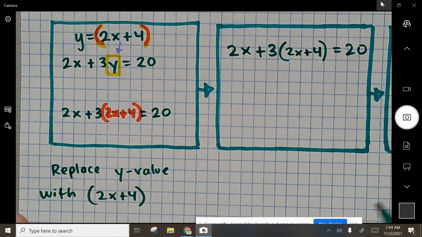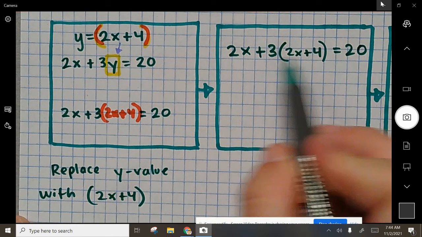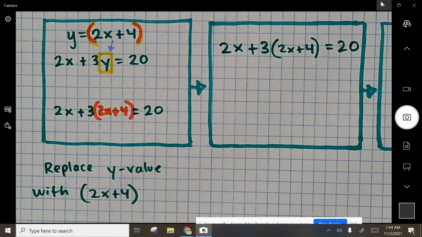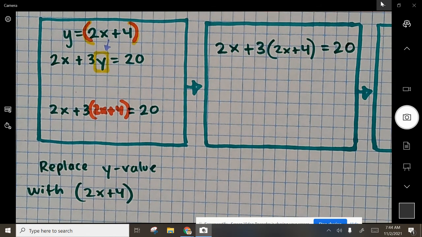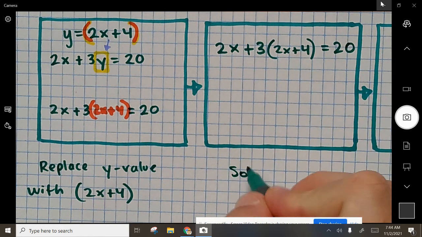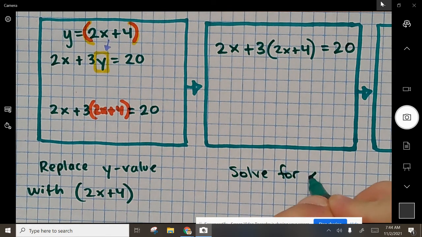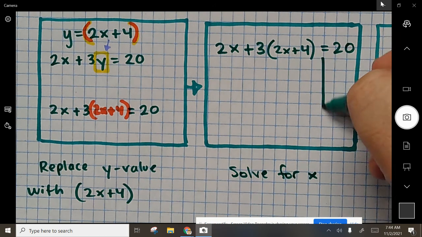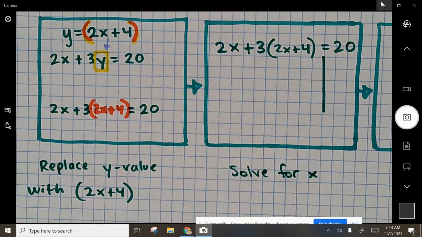Hey, guess what, guys? This equation is exactly what you've been doing, correct? You've been doing this equation the whole time. So let's go for it and crush it right now. So you're just going to solve the equation. Solve for x. I have so much faith in you guys to solve this because we just did this practice.